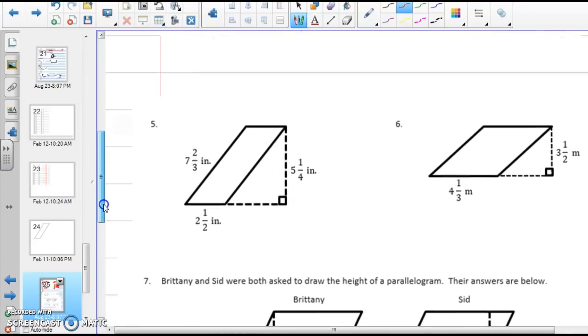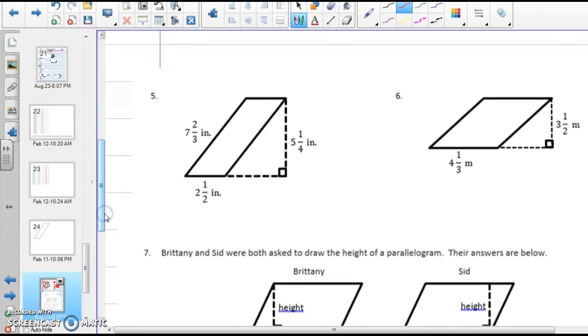Okay, let's look at number 5 and 6. Notice both of these have mixed numbers, and we reviewed this in class yesterday. This is going to take us a little bit longer to get through, but to begin with, you should have written the formula.